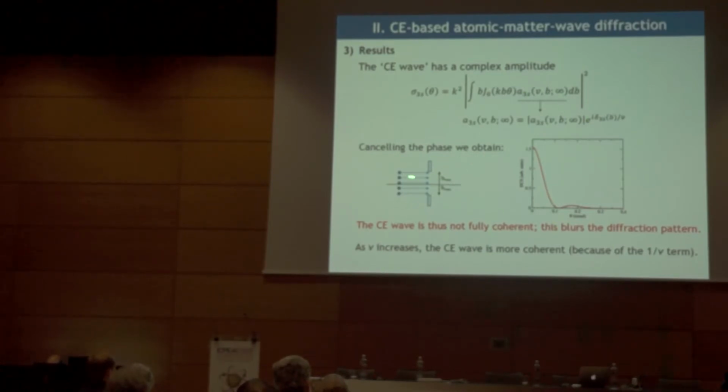In other words, as they reach the slit, the nuclear trajectories are not totally spatially coherent, and this blurs the diffraction pattern. In this respect, as V is increasing, we see that the phase will decrease because of the 1 over V term. And consequently, the C phase will be more coherent, and we will obtain more normal diffraction shape.